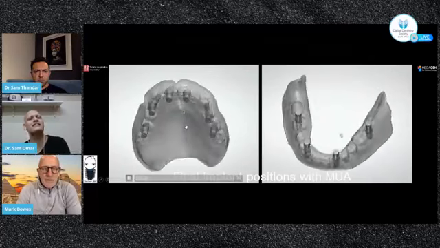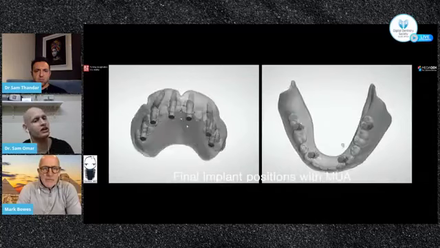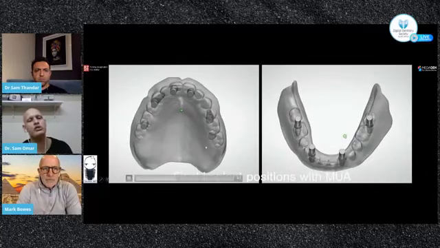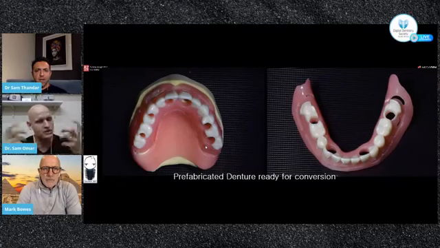And the reason why I did that is because the next step will be to do a denture that is ready for conversion. So what I need them to do for me is I need them to open holes in the denture where the prosthetics will fit.